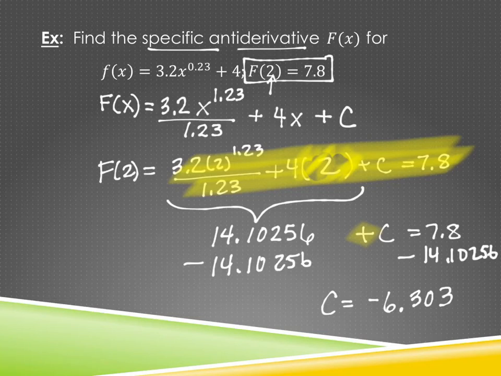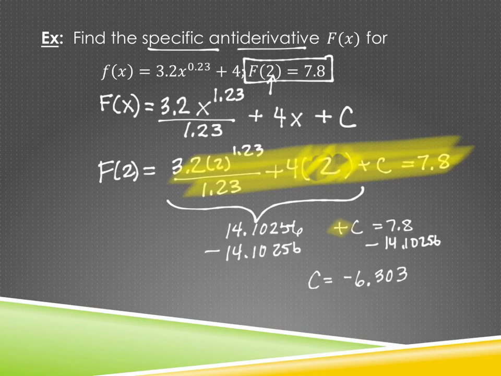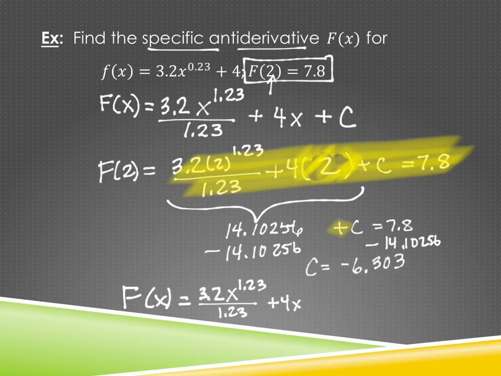You okay, Ariel? Yeah, you put it on the first one. You're exactly right. Exactly right. Okay. You make it a little smaller so I have some space. So we're going to take the equation that we found, which was 3.2 x to the 1.23 over 1.23 plus 4x. And we're going to plug c in, negative 6.303.